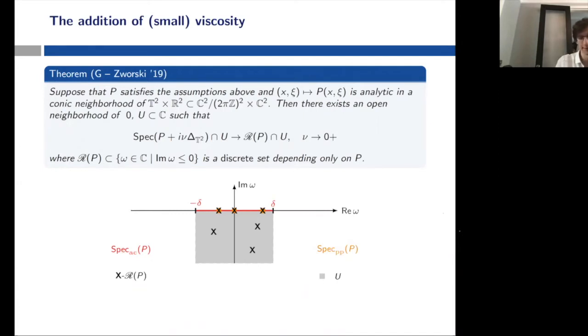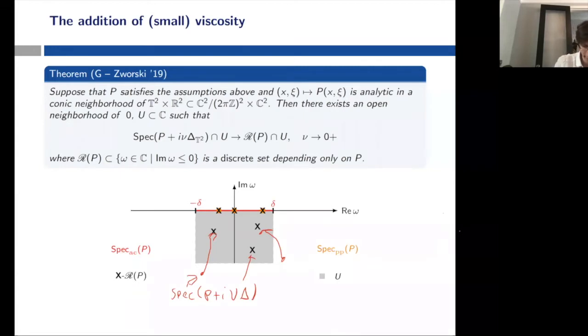So I should point out that P plus i nu Laplacian has a discrete spectrum on L2 because the Laplacian is elliptic and P is lower order. But now we're saying that we have some understanding of what happens as nu goes to 0. And what happens is that these eigenvalues come in and they accumulate at these points. So these are, if you want, the spectrum of P plus i nu Laplacian.